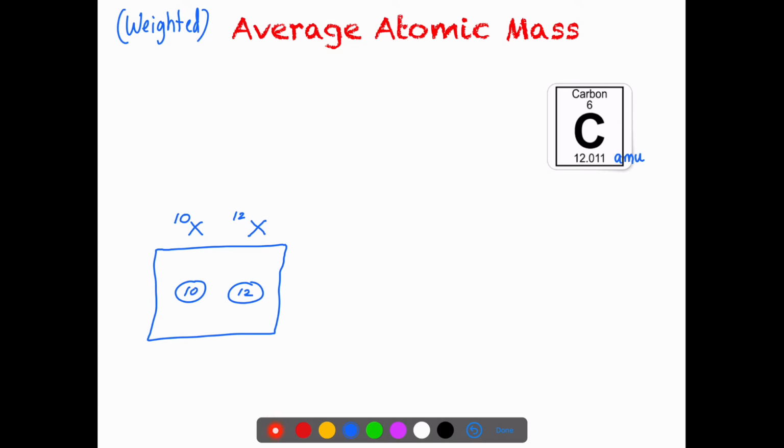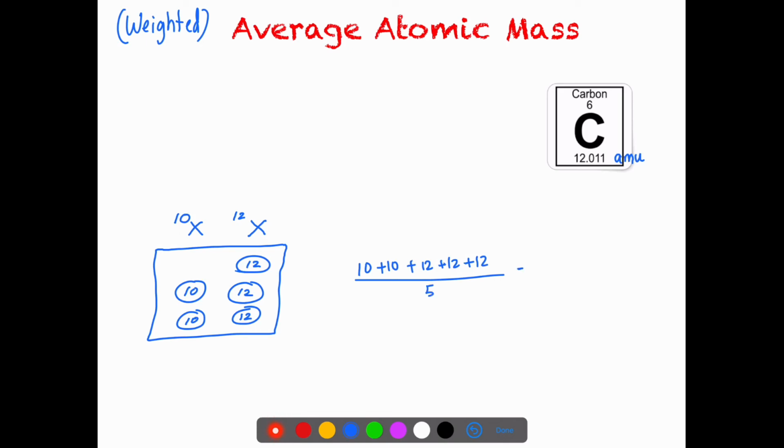What if you don't have equal quantities of each? Suppose you have two atoms with mass 10 and three atoms with mass 12. Now, what is the average mass of this sample? In that case, your average here is going to be, you add up all these masses, so that's 10 plus 10 plus 12 plus 12 plus 12. And now you divide it by, we have a total of 5, so divided by 5.